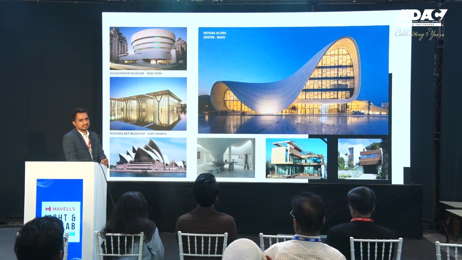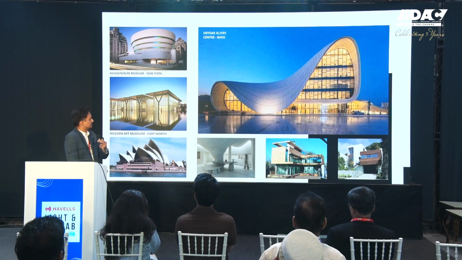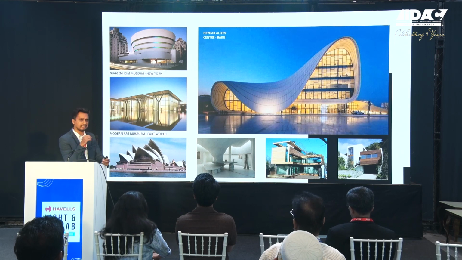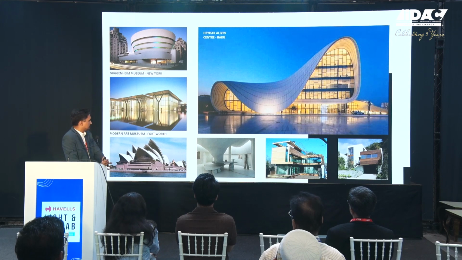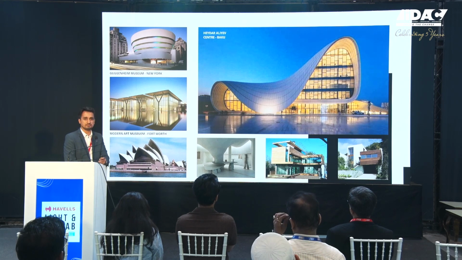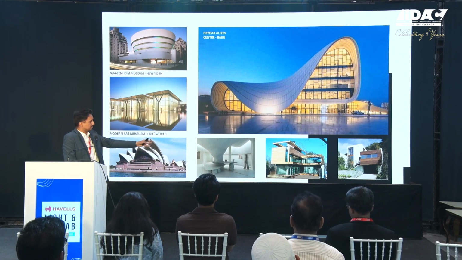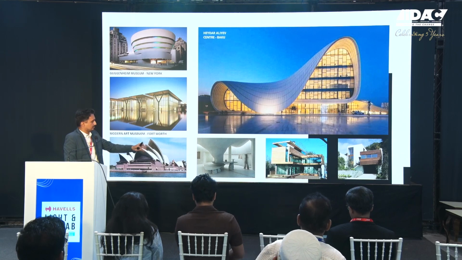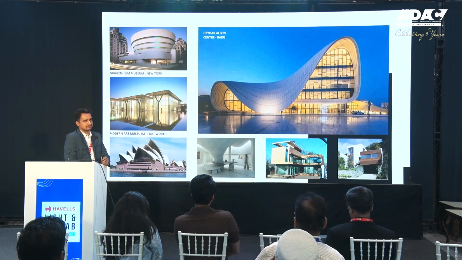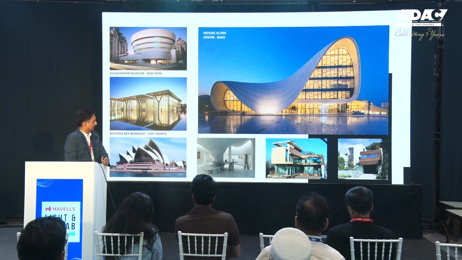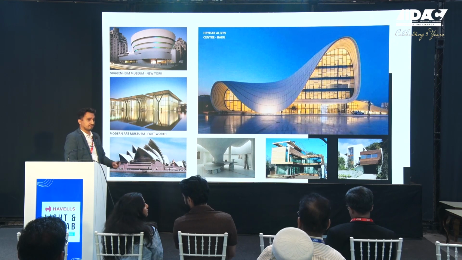Some examples of contemporary architecture: the Baku cultural center is one of the best examples in my eyes. You have the Guggenheim Museum in New York. The architects would know all about this. The Sydney Opera House, the Modern Art Museum in Fort Worth. Some examples are of wood facades, and you can have the contemporary architectural form on the interior of the building also.